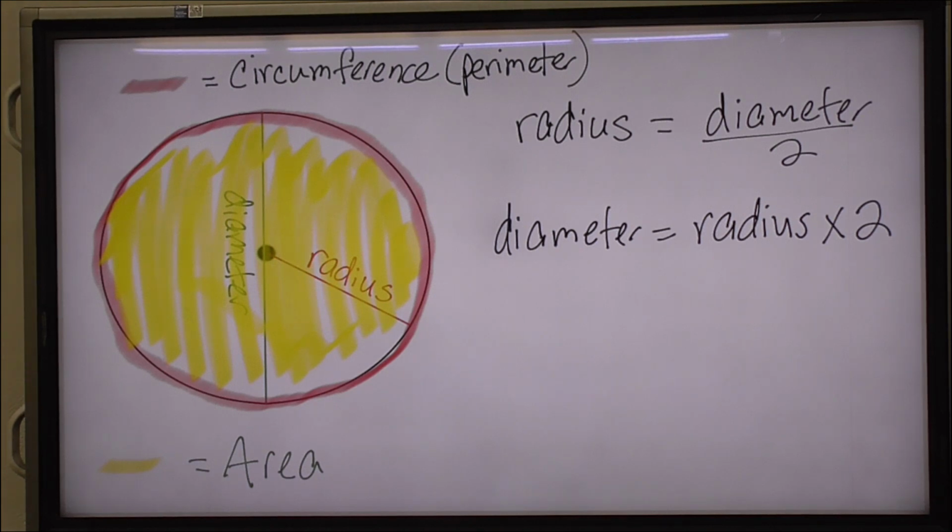Okay, to be able to find these two things, the circumference and the area, we had a couple of formulas, right? If everybody's got this, I'm going to switch screens real quick and then we're going to write formulas down. Good? All right.